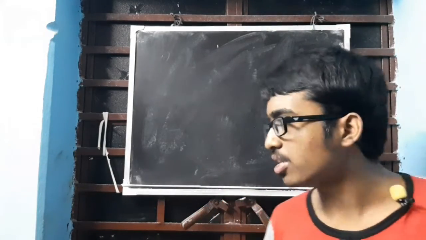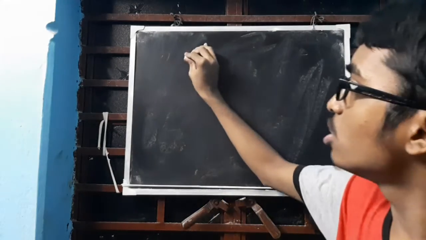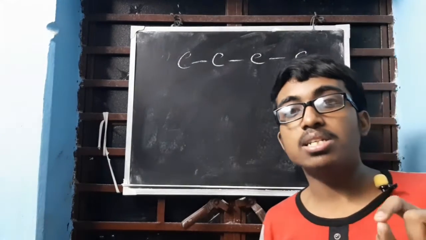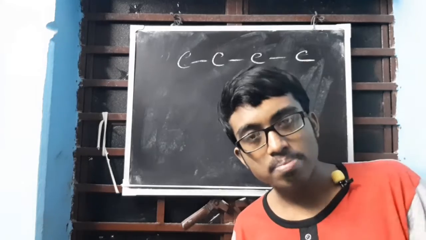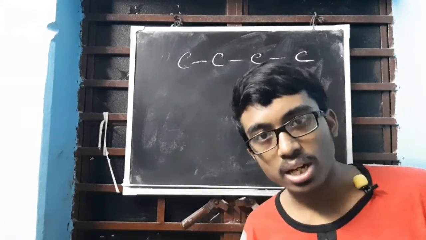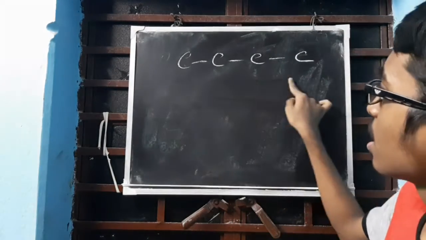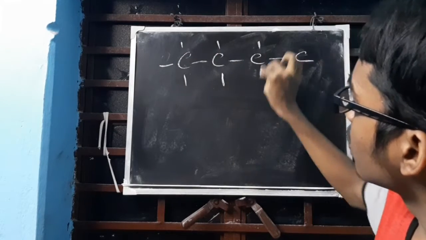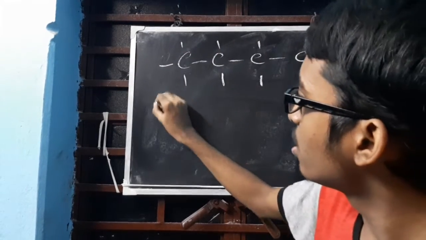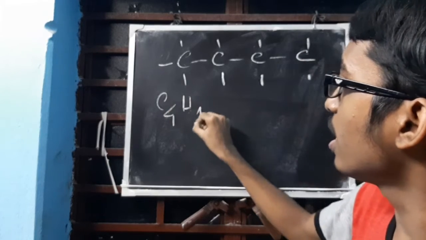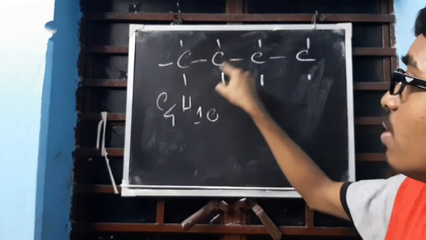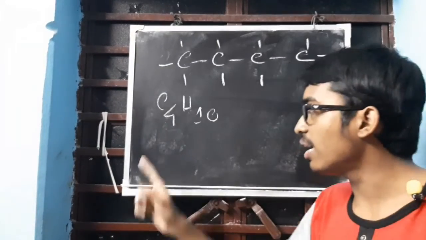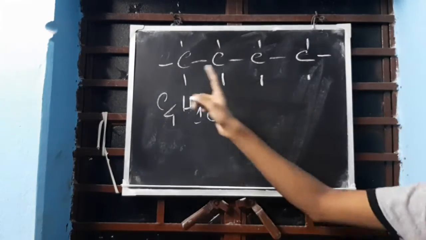Okay, let's understand isomerism. Suppose I draw 4 carbons, the name stands as butane. Clear? This is normal butane. So, what is the formula for butane? C4H10. See here 1, 2, 3, 4, 5, 6, 7, 8, 9, 10. Clear? So, 10 hydrogen and 4 carbon. I have not drawn the hydrogens.